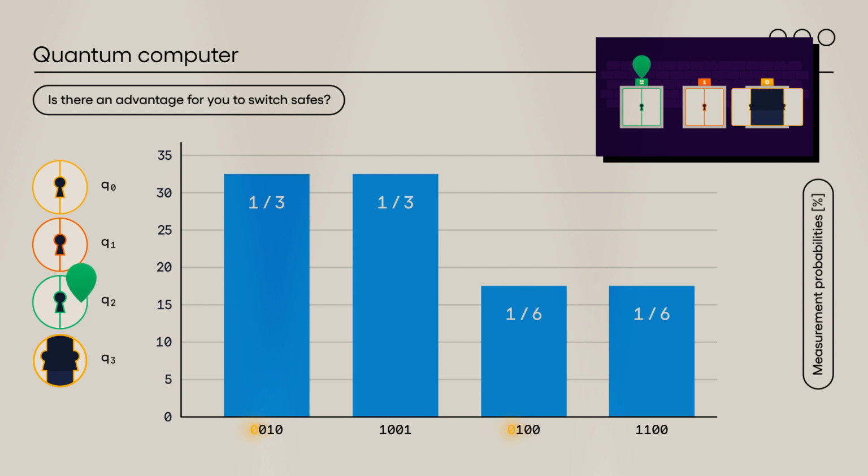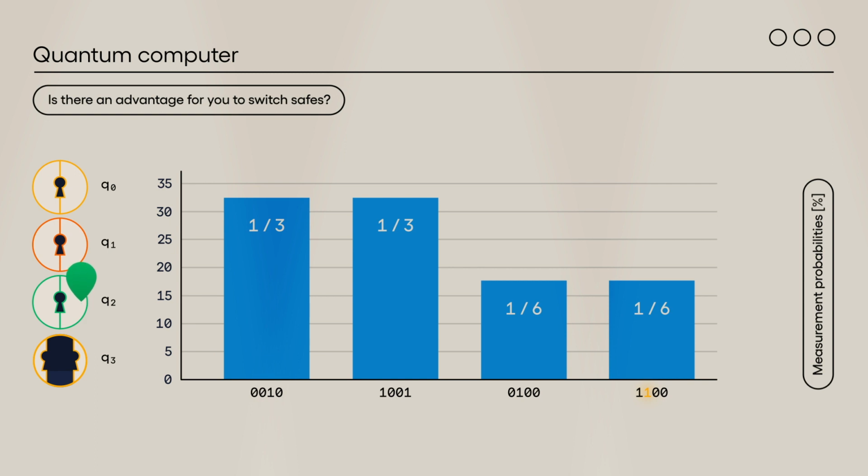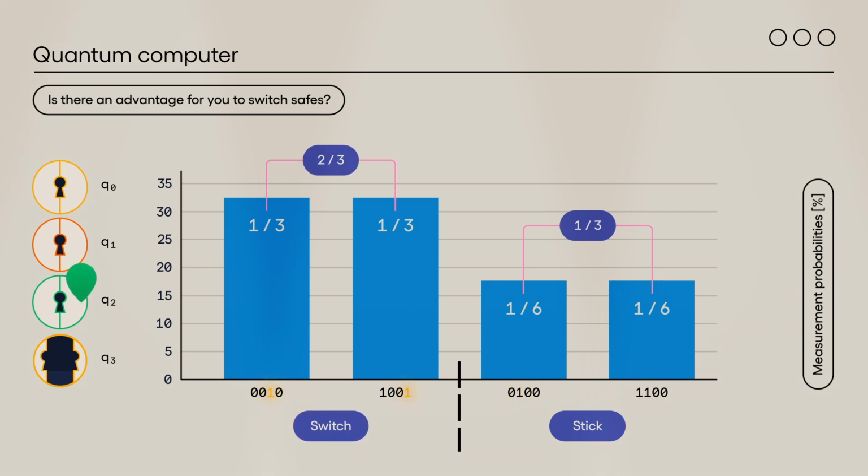Kettu opens safe 0 while the diamond is inside safe 1, 1 time out of 3, and while it is inside safe 2, 1 time out of 6. Kettu opens safe 1 while the diamond is in safe 0, 1 time out of 3, and while it is in safe 2, 1 in 6 times. In the end, you have a 1 in 3 chance of finding your diamond if you stick with safe 2, and a 2 in 3 chance of finding it if you switch to another safe.